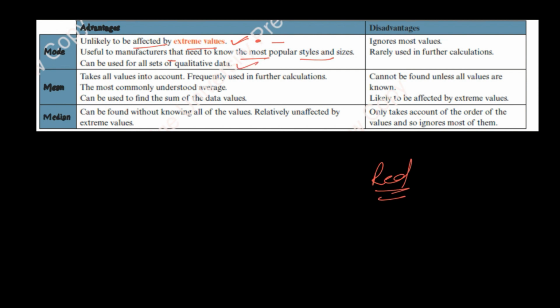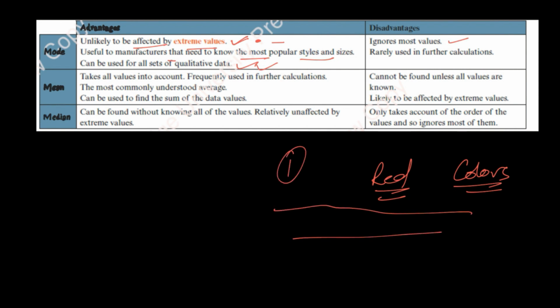Okay, and it can be used for qualitative data. Qualitative data is something that can't be counted. For example, colors. They can't be counted. So it can be used for that. Okay, so the disadvantage is that it ignores most of the values. It only selects one of the values and the rest of the whole set of data is wasted. Also, it is rarely used in further calculations.